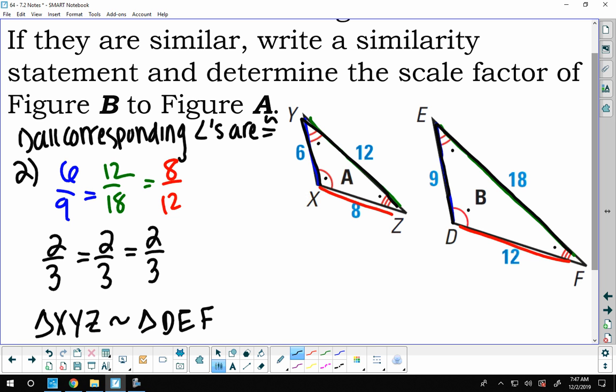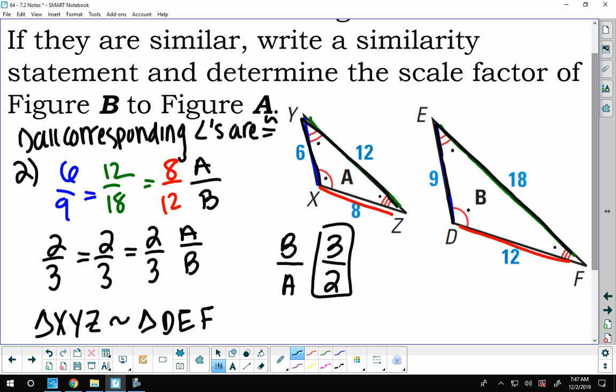Determine the scale factor of figure B to A. So all of these came from A and all of these came from B. So what we found was the scale factor of figure A to figure B. But they want the scale factor of B to A. So we're just going to flip the 2/3, and that means our scale factor is 3/2. And that's just because they were specifically asking for figure B to figure A.